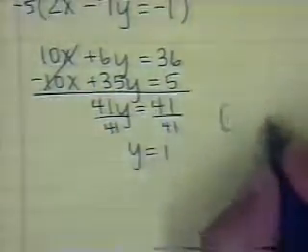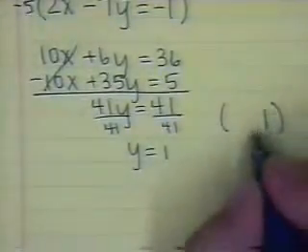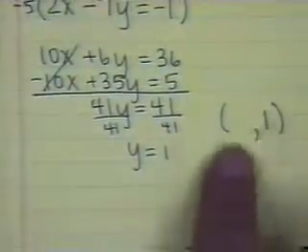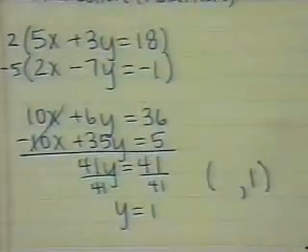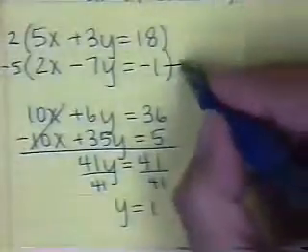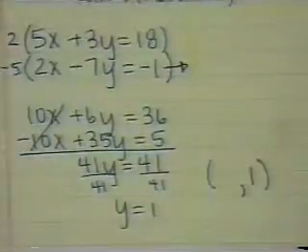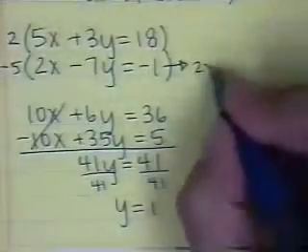Now keep in mind, all of the answers in this section are also in the form of a point. So having found the y value, we now need to find the corresponding x value. I'm going to go back up to one of the original equations. I can use either one. I like the second one only because the numbers are a little bit smaller, but both of them will generate the same corresponding x value.